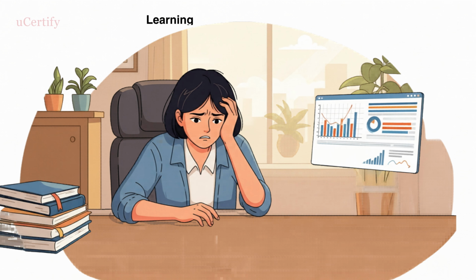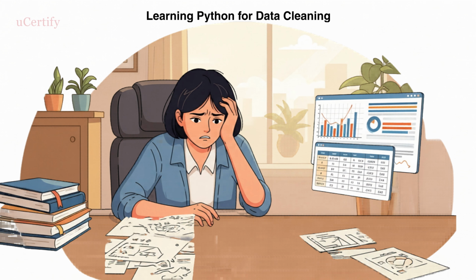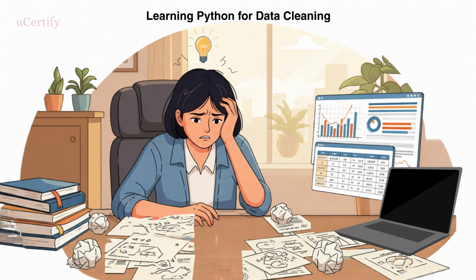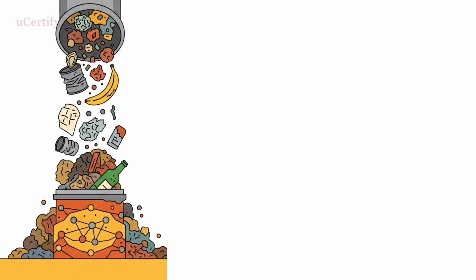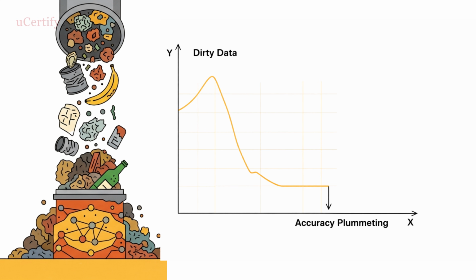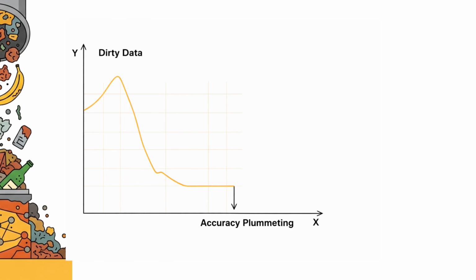In this video, you'll learn to clean messy data in Python, handling missing values and formats to improve your machine learning models. Machine learning models depend on data quality. Dirty, inconsistent data leads to poor performance and unreliable results. Let's fix that and boost accuracy.